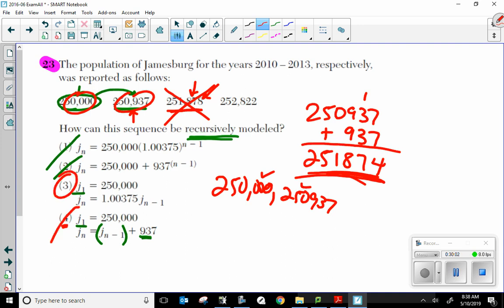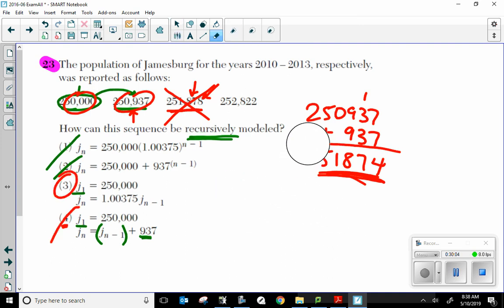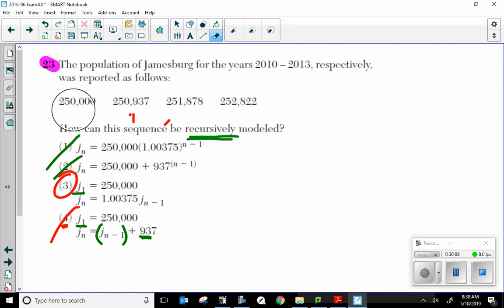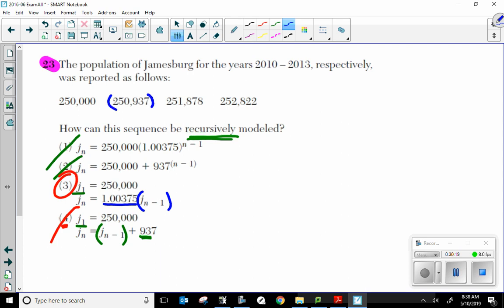It's choice 3. So you might ask me, how would we do choice 3? How can I check that algebraically? All it's telling us to do is take our previous term and multiply it by 1.00375. So in order to get this, I take 250,000 and multiply it by 1.00375, and I do get this number. How do I get this? I take the previous term and multiply it by 1.00375, and I do get this, and so forth to get the next one. So number 3 is your answer.